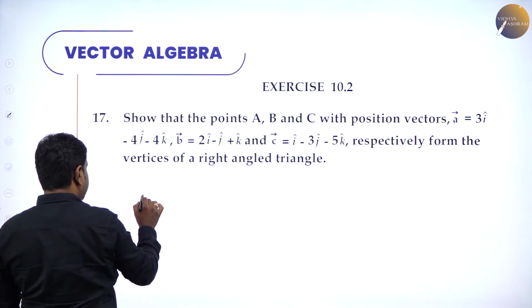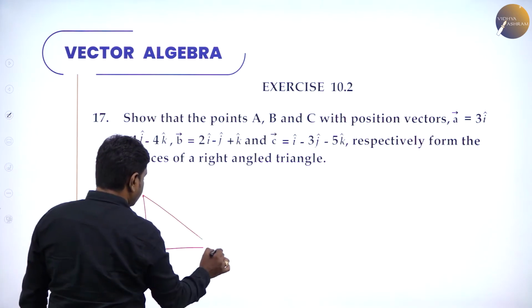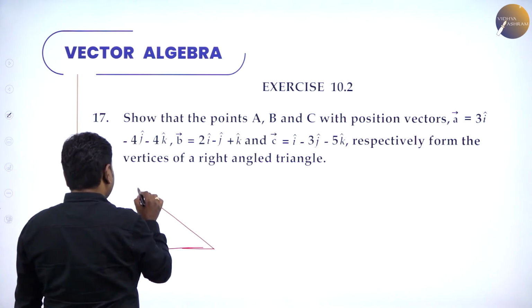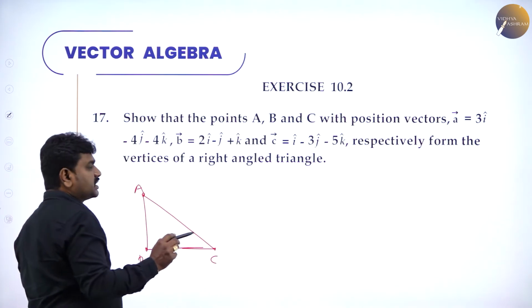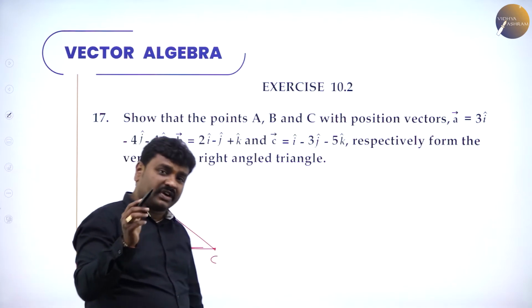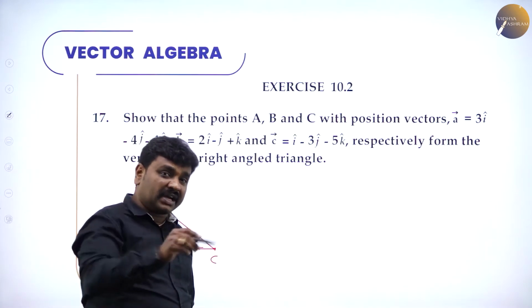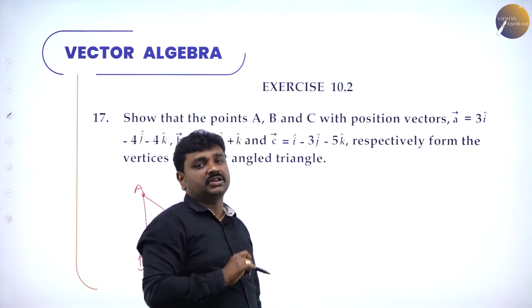So we call them A, B, C. We need to prove they form vertices of a right angle triangle. You know, right angle triangle means what? It should obey Pythagoras theorem. So first our task is to find vector AB, vector BC, vector AC. Then we need to find their magnitudes. Then it should obey Pythagoras theorem.